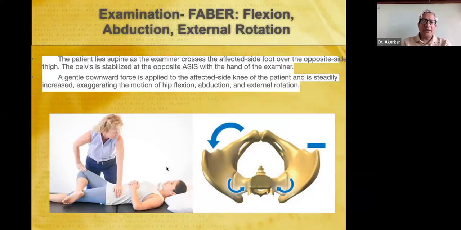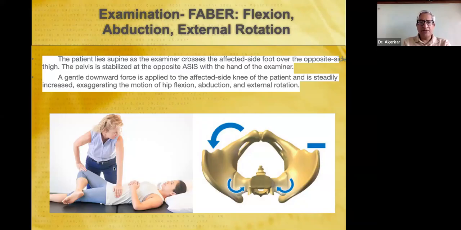Faber: patient lies supine and the examiner crosses the affected side foot over the opposite side thigh. The pelvis is stabilized at the opposite ASIS with the hand of the examiner. As you can see here, a gentle downward force is applied to the affected side knee of the patient and is steadily increased, exaggerating the motion of hip flexion, abduction and external rotation.